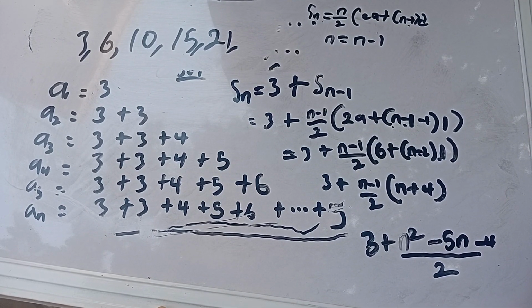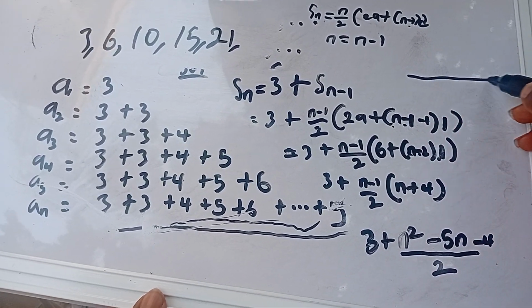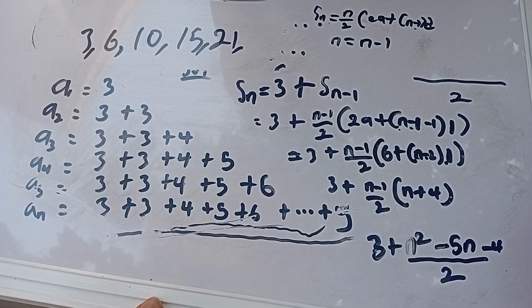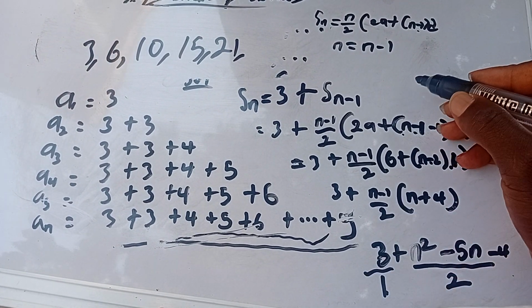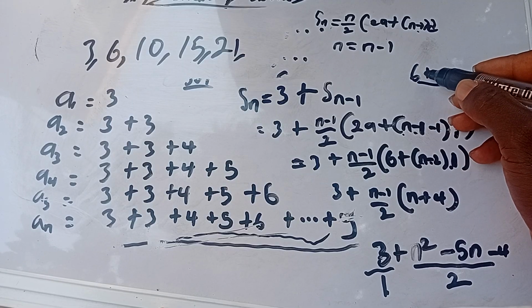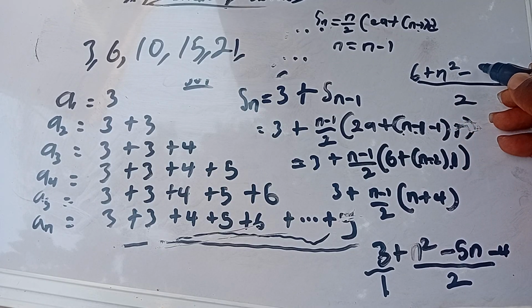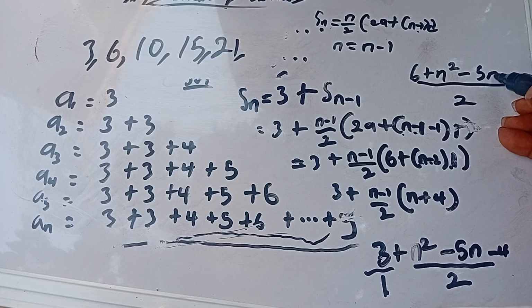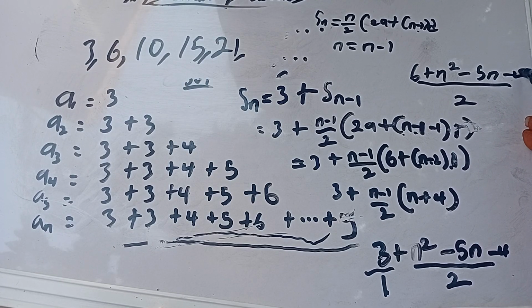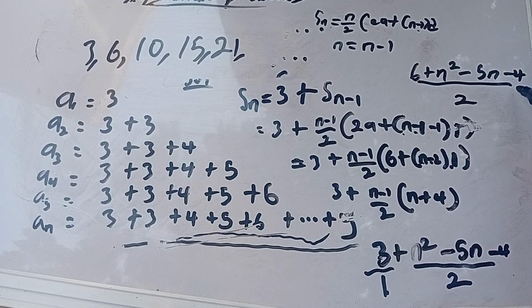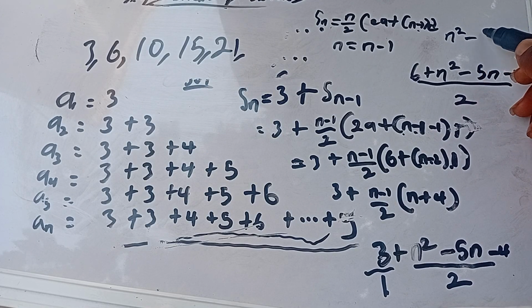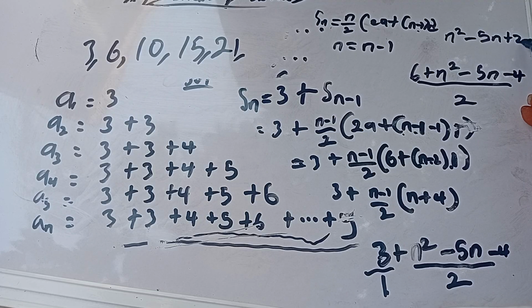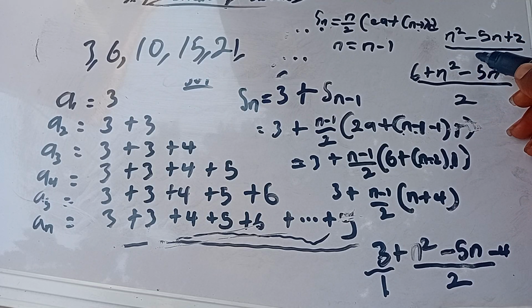Now, you can find the LCM. The LCM is 2, right? So this over 1: 1 into 2, 2 times 3 is 6, plus n square plus 3n minus 4. So 6 minus 4 is 2. Here you have n square plus 3n plus 2, divided by 2.